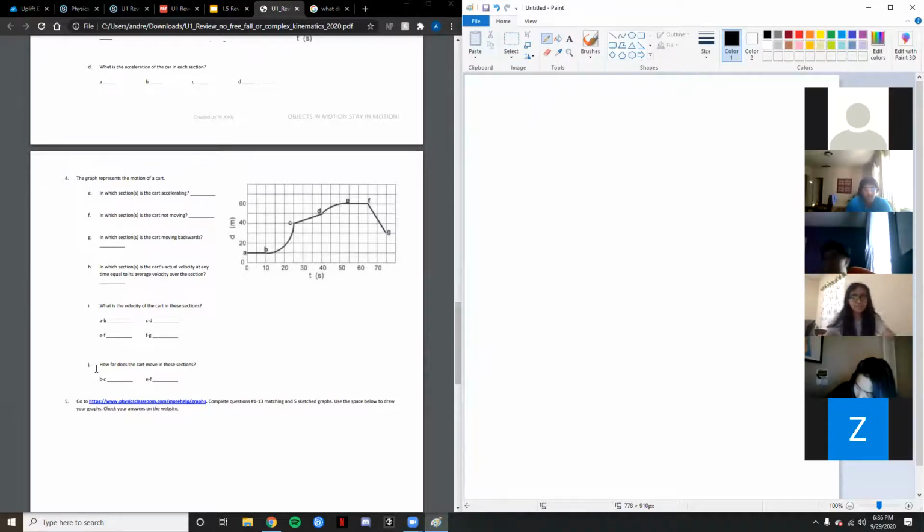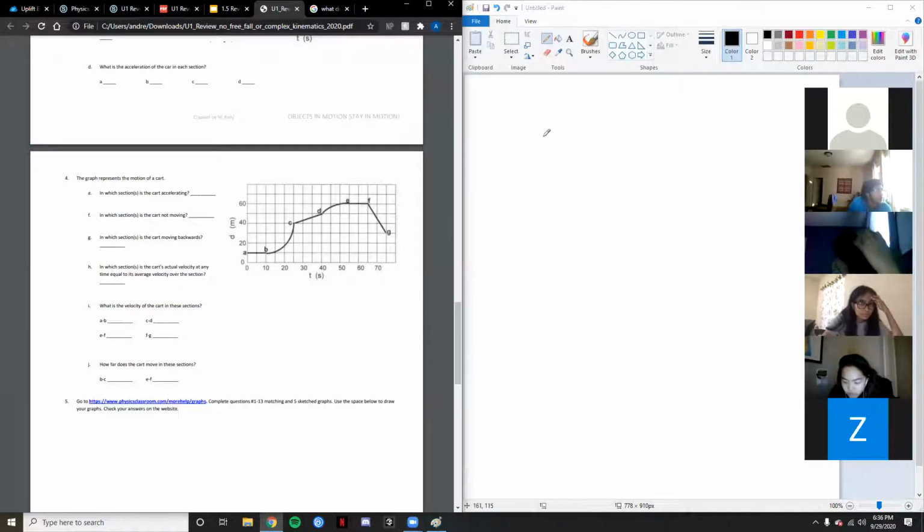So now we're looking at J. How far does the cart move in these sections from B to C and E to F? What was the answer to BC for the velocity? You can't calculate average velocity, because it doesn't ask, and the velocity isn't constant. All right, so this is easy.